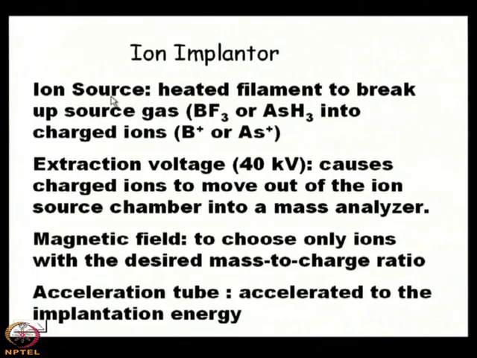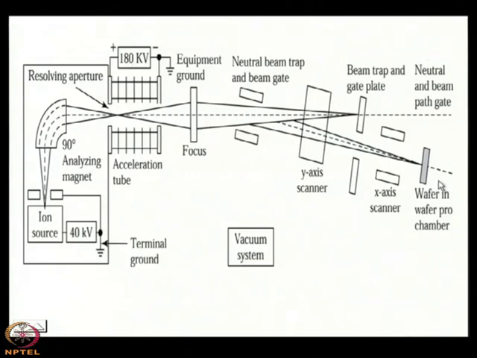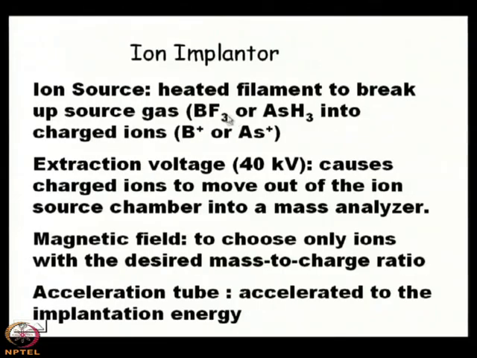Here the ion source is one of the important components of an ion implanter. Let me show you the ion implanter. This is the ion implanter machine. This is a huge and very costly machine. You see that there is an ion source. So, first you have to make the ion from the source material. For the ion source, a heated filament is used to break up source gas into charged ions. So, you have to take a gas, say BF3 or AsH3, right? That gas you have to break into charged ions by using a heated filament, and the ion will be produced, either B+ or As+, depending on the nature of the ion.